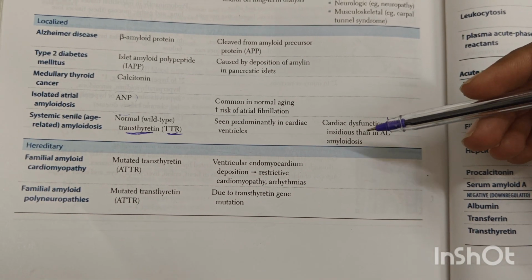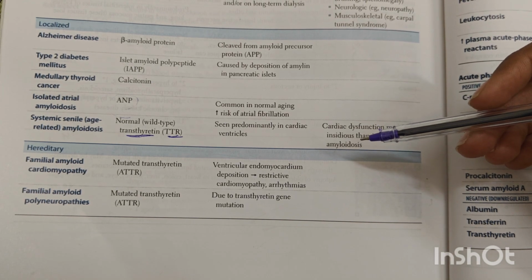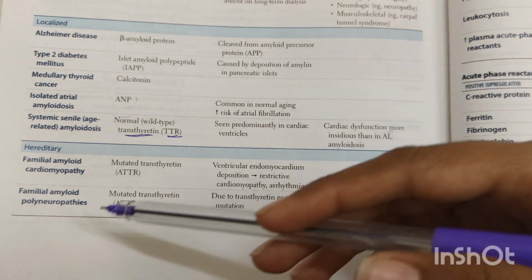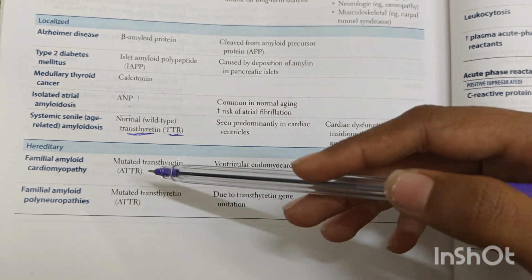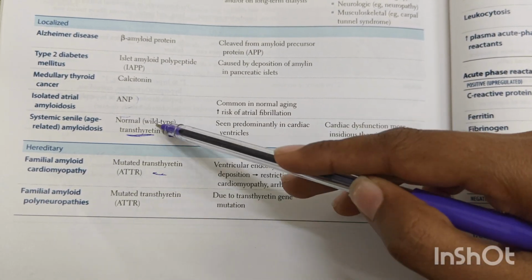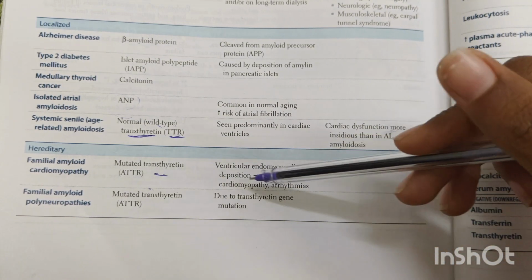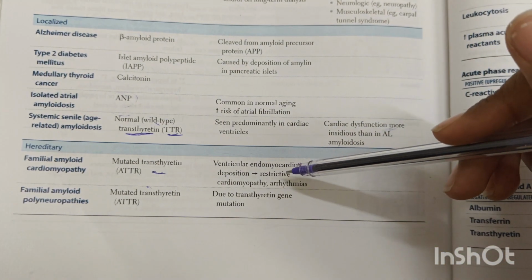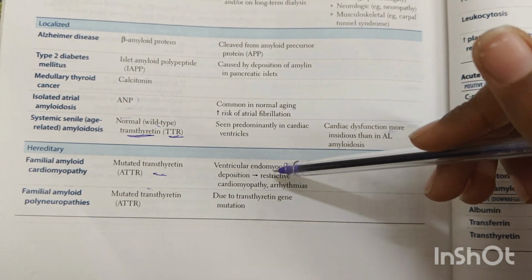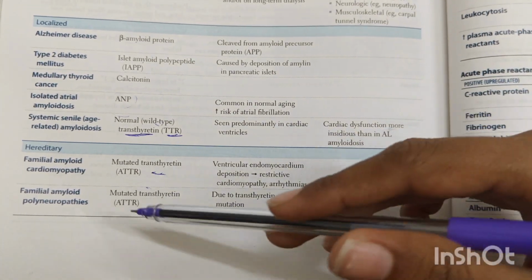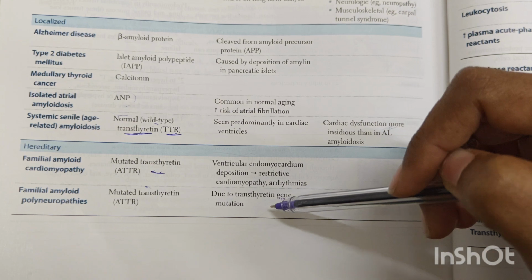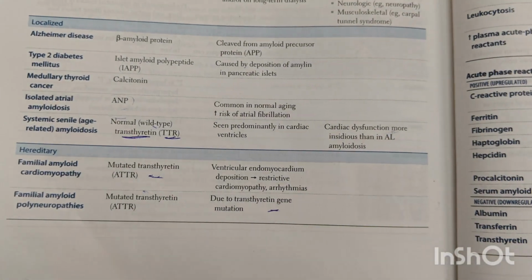Now coming to hereditary, it is divided into familial amyloid cardiomyopathy and familial amyloid polyneuropathy. Here in senile it is non-mutated, whereas in familial amyloid cardiomyopathy there's mutated transthyretin, affecting the ventricular endomyocardium. There's restrictive myopathy and arrhythmias. In familial amyloid polyneuropathy, there's also mutated transthyretin.